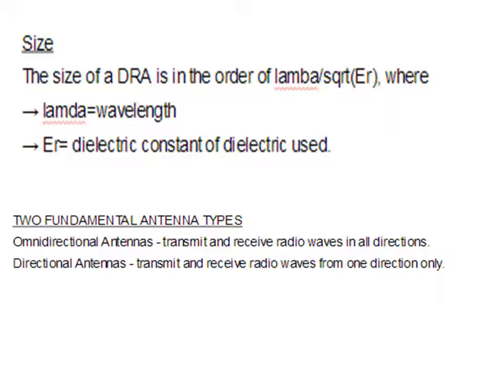The size of a DRA is in the order of lambda over square root of ER, where lambda is equal to the wavelength and ER is the dielectric constant of the dielectric used. There are 2 fundamental antenna types, which are omnidirectional antennas, which transmit and receive radio waves in all directions, and directional antennas, which transmit and receive radio waves from one direction only.